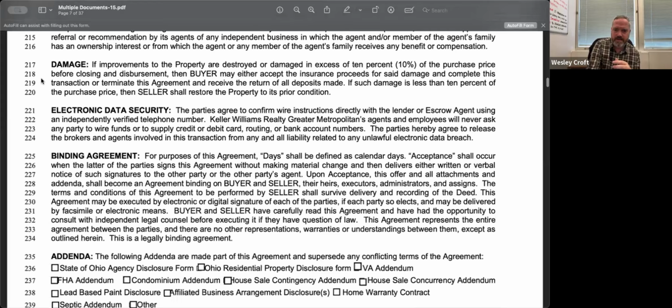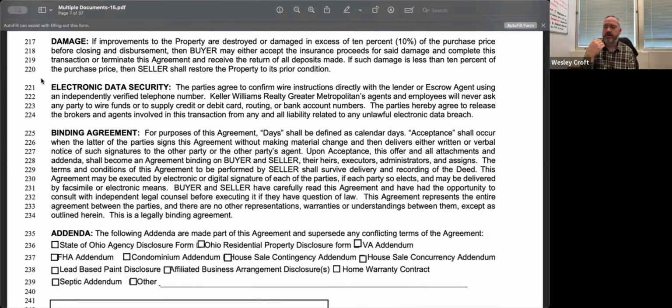217 to 220, so damage. This is another contingency that's built in. So let's say we go through and do the final walkthrough. If we find that the property has been destroyed, so let's say the negotiation went really terrible and the buyer and the seller don't like each other for whatever reason. When you do the final walkthrough, you want to make sure that the seller didn't get really mad and flood the basement or tear the cabinets out or do something crazy like that.